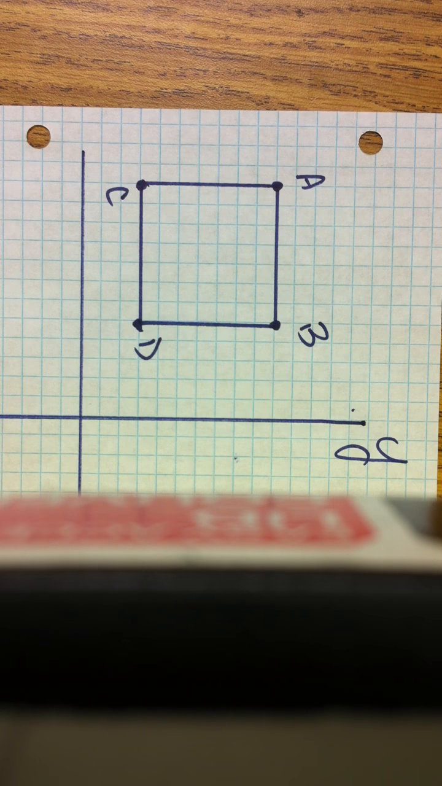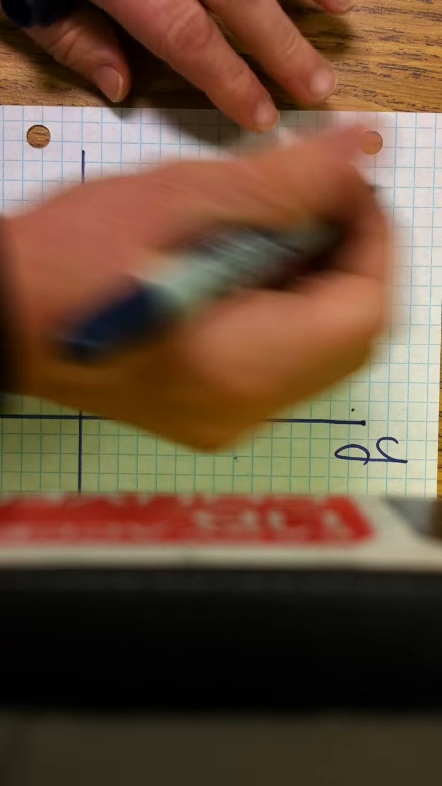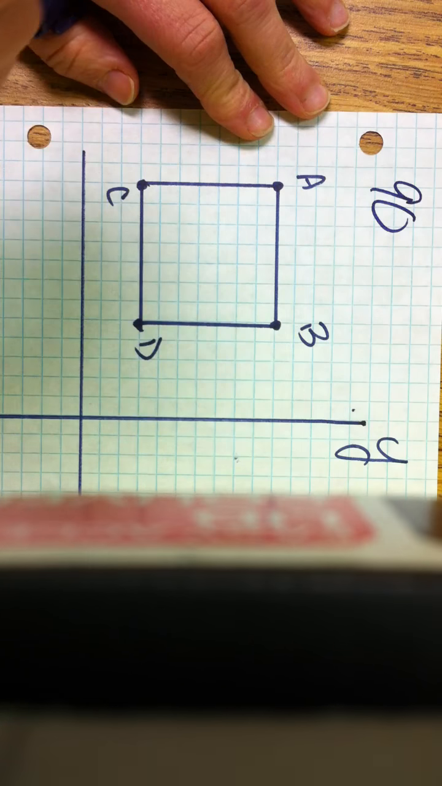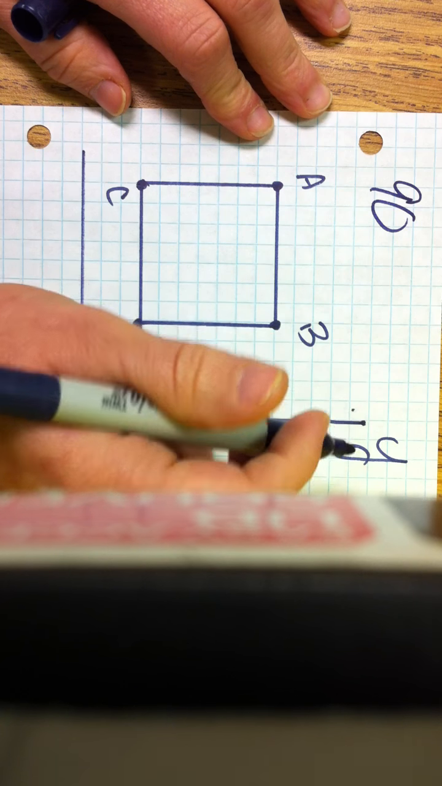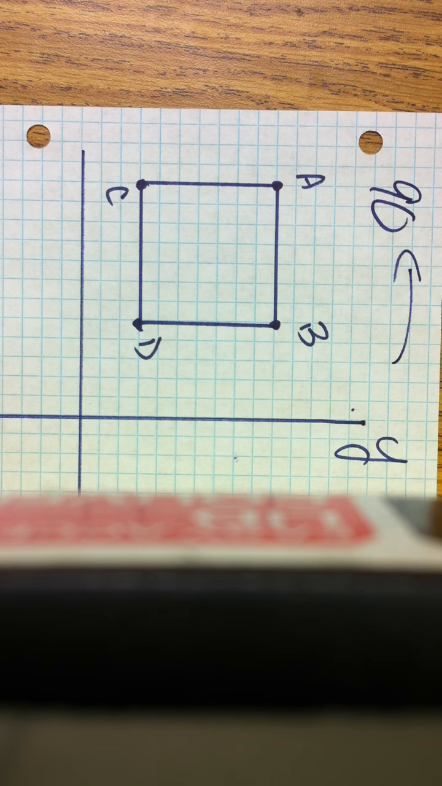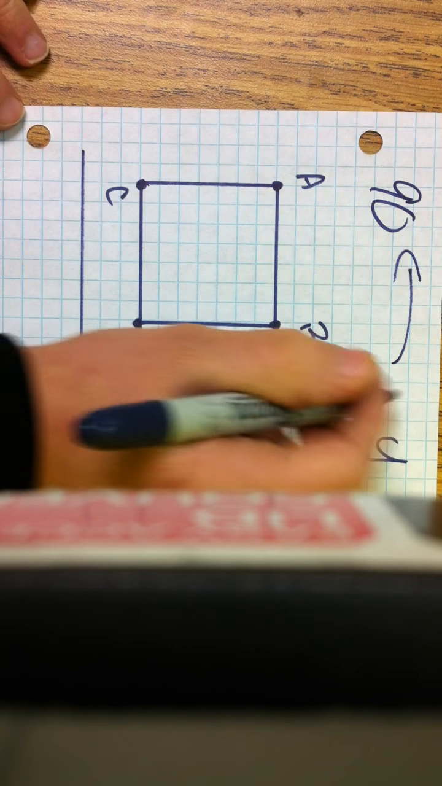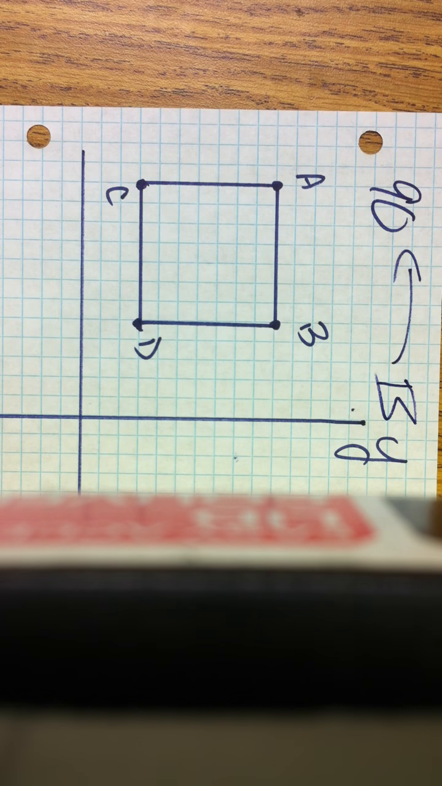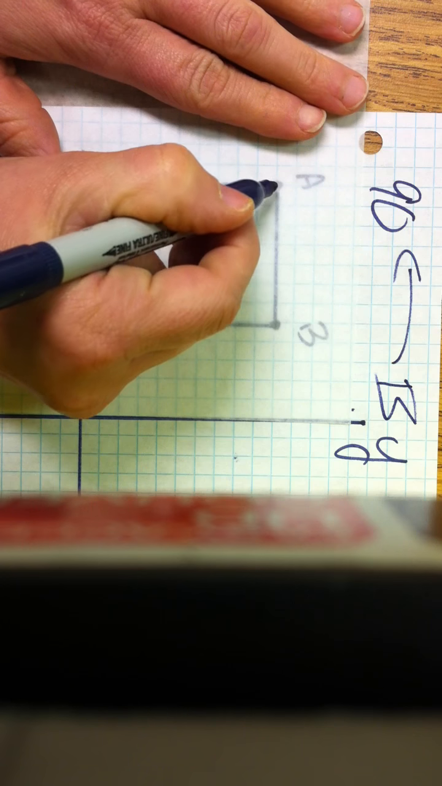The first thing I'm going to do is rotate my rectangle ABCD. I'm going to rotate it 90 degrees, and because we rotated clockwise last time, we're going to rotate counterclockwise this time. And I'm going to use point B as my center of rotation. So I'm going to use point B as my center of rotation. I'm going to rotate it 90 degrees.